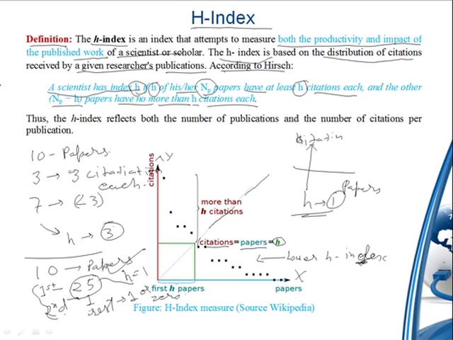overall, if you see this picture, if all 3 papers have 3 citations, then it represents the terms productivity and impact of the published work both, whereas the impact factor just considers the impact of any single publication. Here it considers both things.